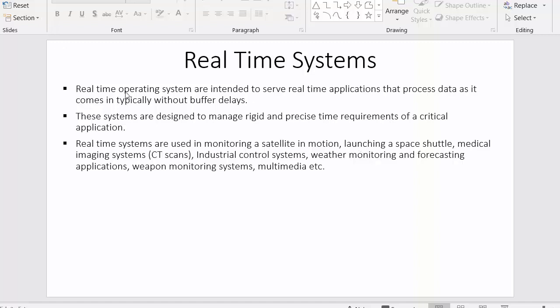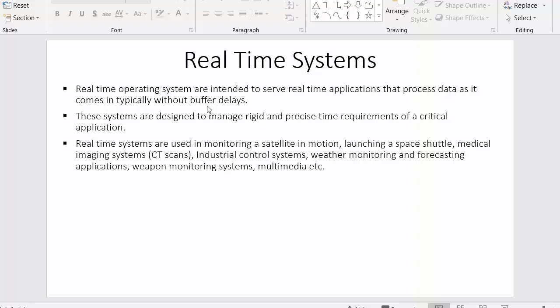Real-time operating systems are intended to serve real-time applications that process data as it comes in, typically without buffer delays. These real-time applications are quick and super fast, and they are capable enough to process the data the moment it comes in, and there are no chances of delaying. So here, as you can see, without any buffer delay.